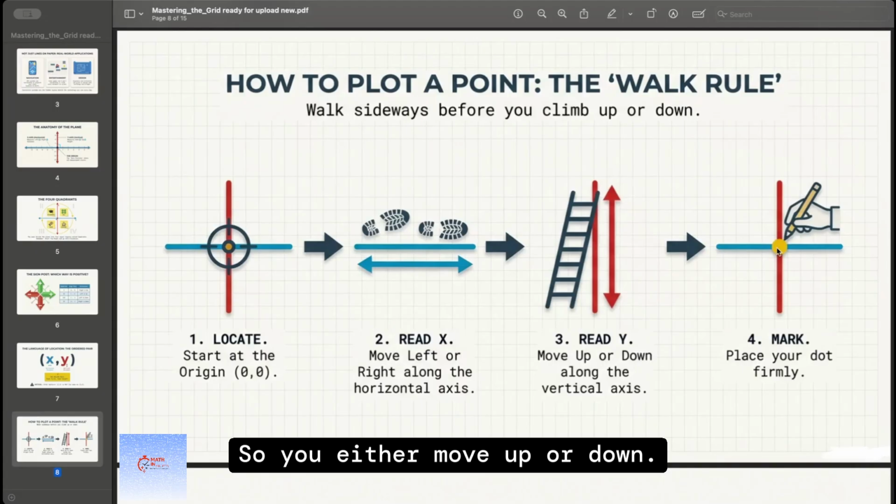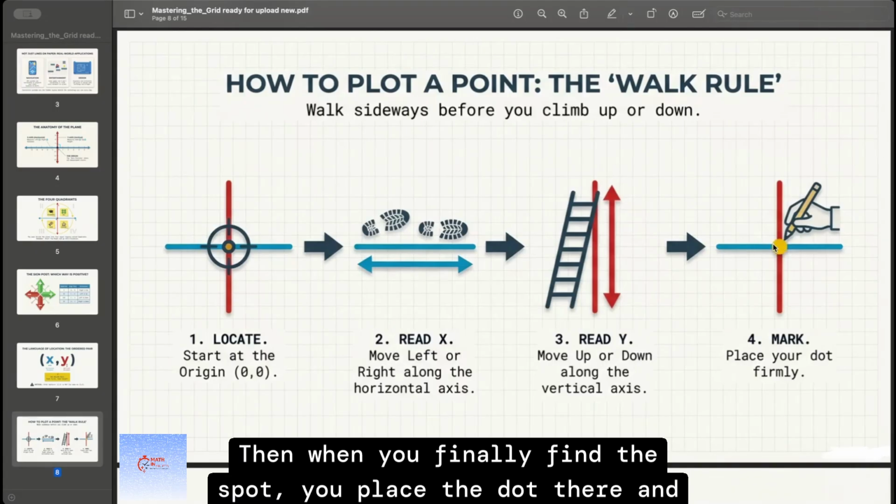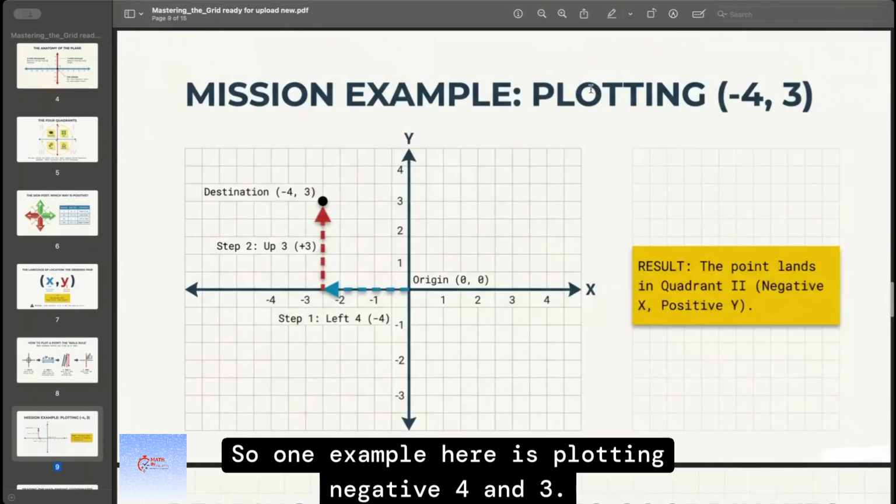So you either move up or down. Then when you finally find the spot, you place the dot there, and that's your coordinate plane. So one example here is plotting -4 and 3.